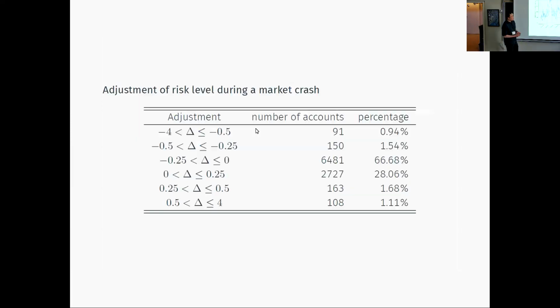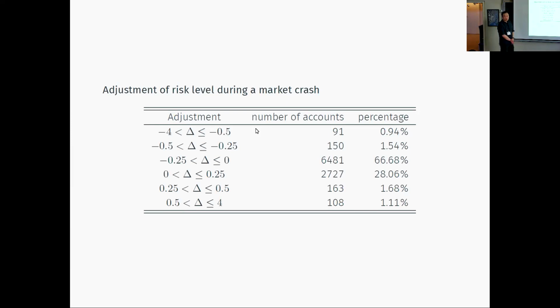And when they trade, they also change their portfolio risk. If we calculate the change in portfolio risk, we see that the majority change the risk level only slightly, and very few clients changed their risk significantly.